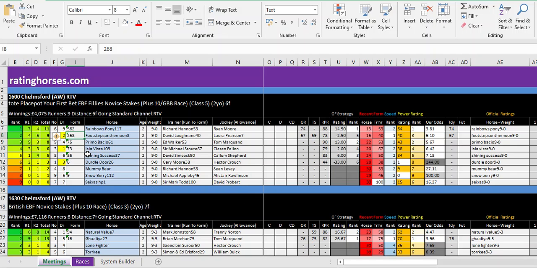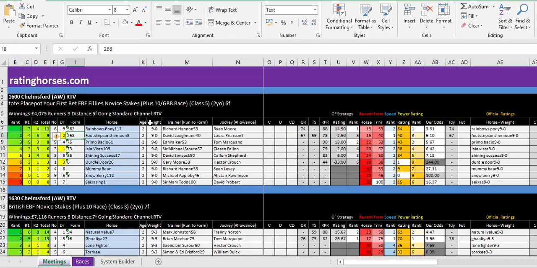The form column, self-explanatory. Rainbow's Pony last time finished 2nd. The time before that ran 6th, and the first time out finished 5th. We've got the name of the horse. The figures after the horse are the number of days since that horse ran. So you can see that Rainbow's Pony last ran 117 days ago. Footsteps on the Moon ran 8 days ago.